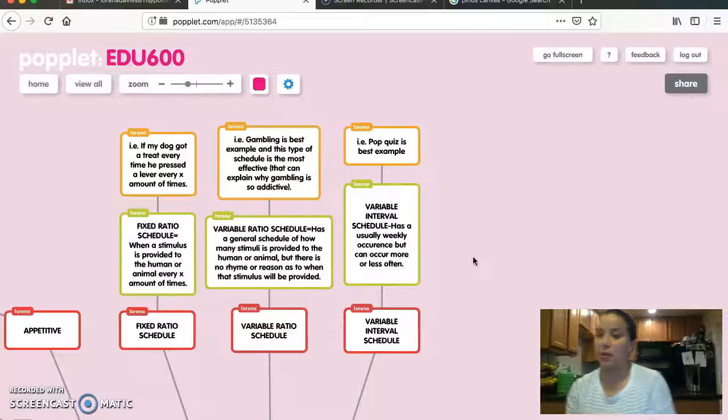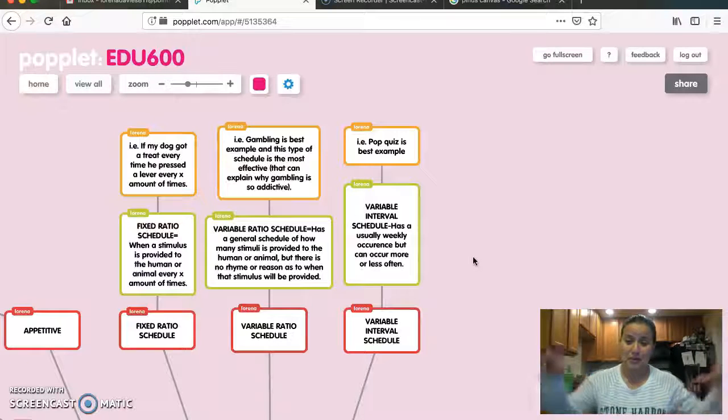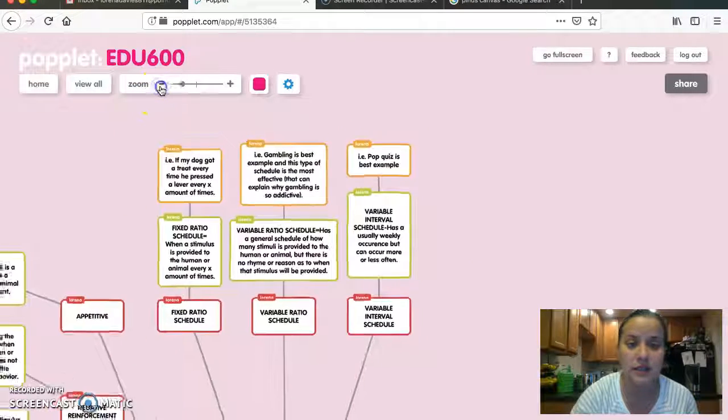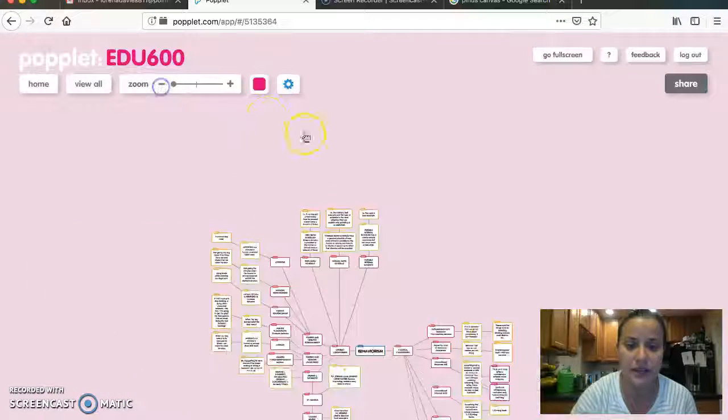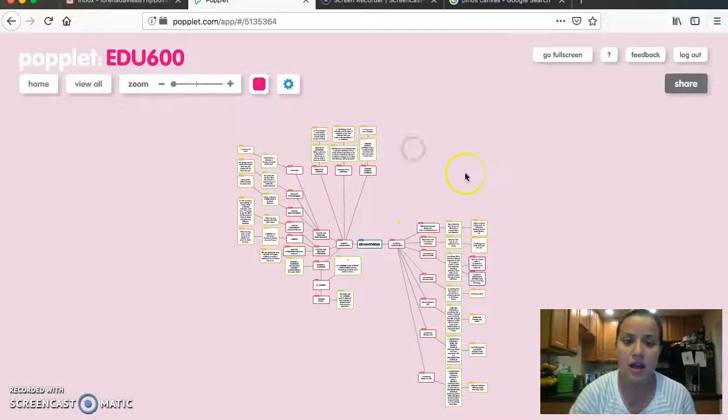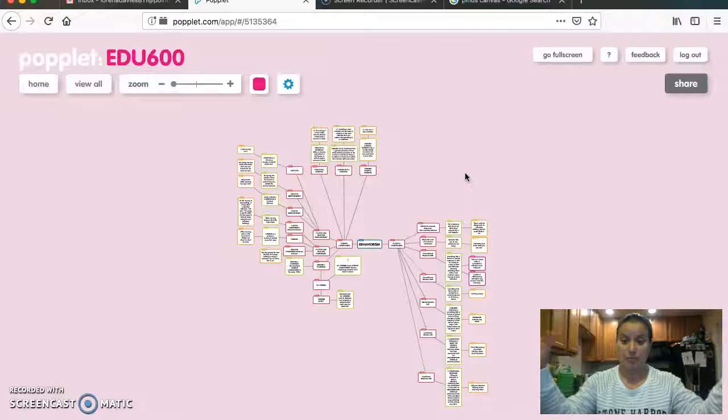I wanted to talk about the pros that I liked about Poplet. It was easy to use, environmentally friendly, because if I had used paper for this, I would have had to literally have a huge poster because it went so wide. I'll zoom out again so you can see. But yeah, this would not have worked on a poster. I actually really liked the visual because it just spreads out kind of like a tree, or however you think in your mind how it works best.